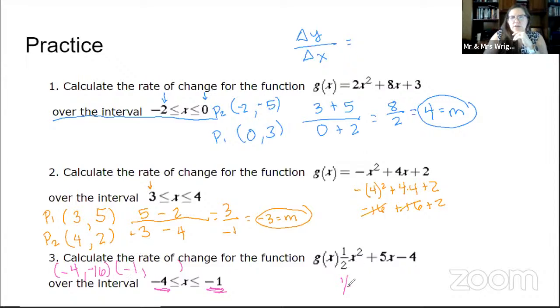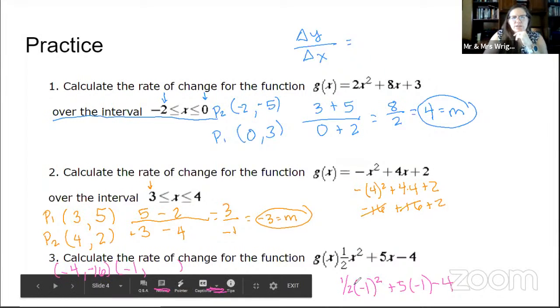Let's plug that in. I've got 1/2. -1 is in parentheses. And again, if you have a calculator, this is going to go much faster for you because you won't have to do the work out. And I always encourage you to use that calculator. All right, so -1 squared is a positive 1 times 1/2. So this is still just 1/2.